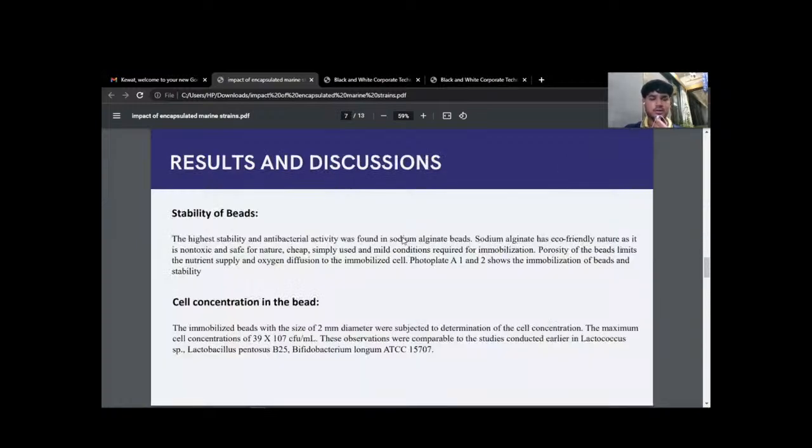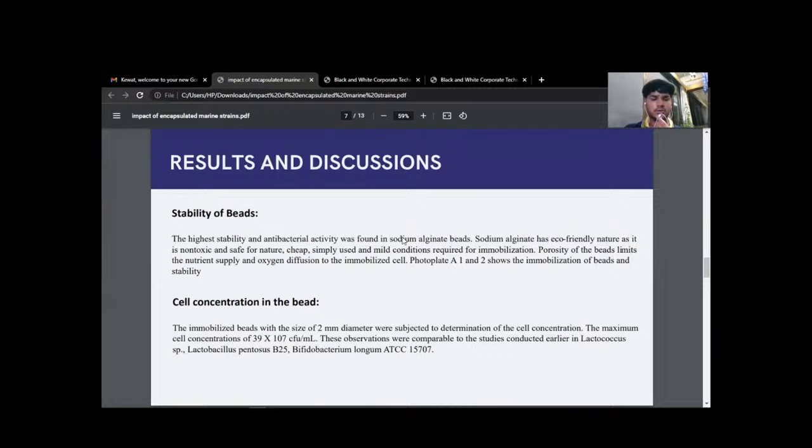Results and discussion. Stability of beads. The highest stability and the antimicrobial activity were found in the sodium alginate beads. Sodium alginate has an eco-friendly nature as it is non-toxic and safe for nature, cheap, simply used, and requires mild conditions for immobilization. Porosity of beads limits the nutrient supply and oxygen diffusion to the immobilized cell. Photoplate A1 and A2 show the immobilization of beads and stability.